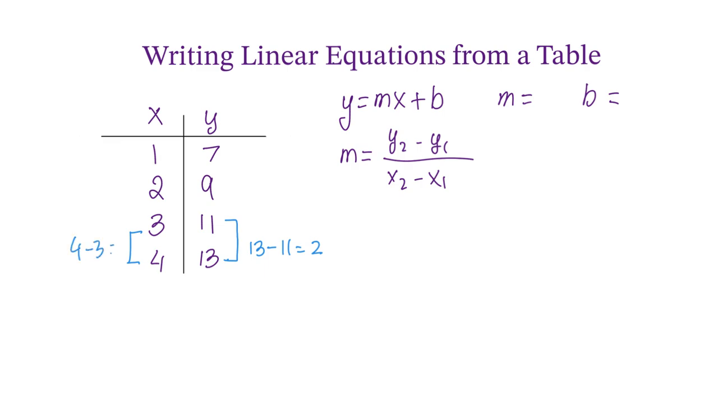4 minus 3 equals 1. Okay, so on this side we have 1. And again, I can do the same thing. 11 minus 9 equals 2, and then 3 minus 2 will equal 1 again. So it will be the same thing. Let's take a look how we're going to do this using the slope equation. So let's go ahead and erase this.